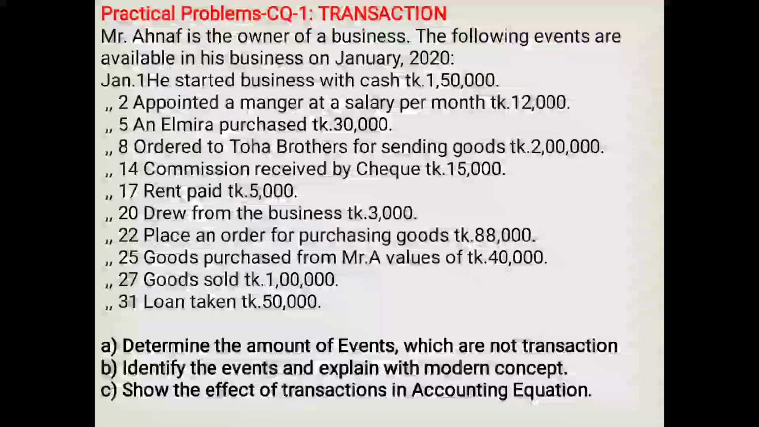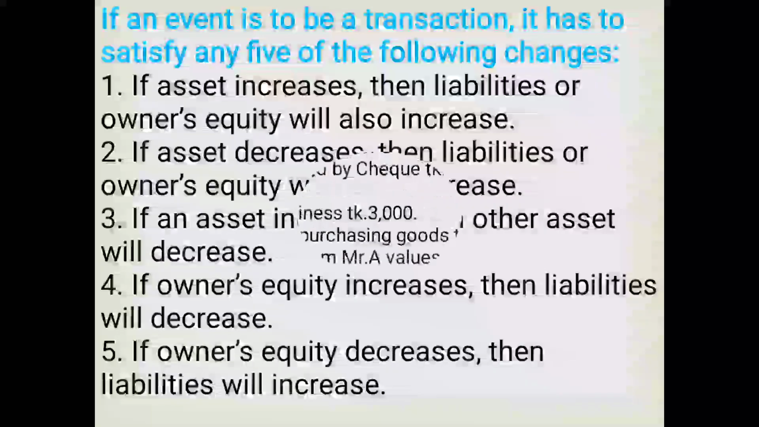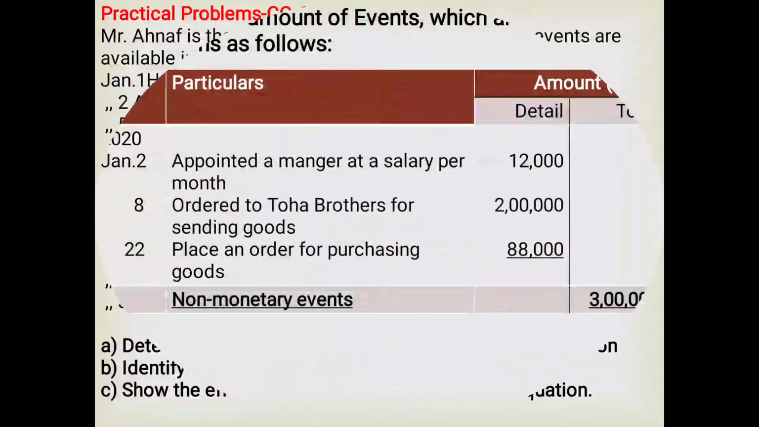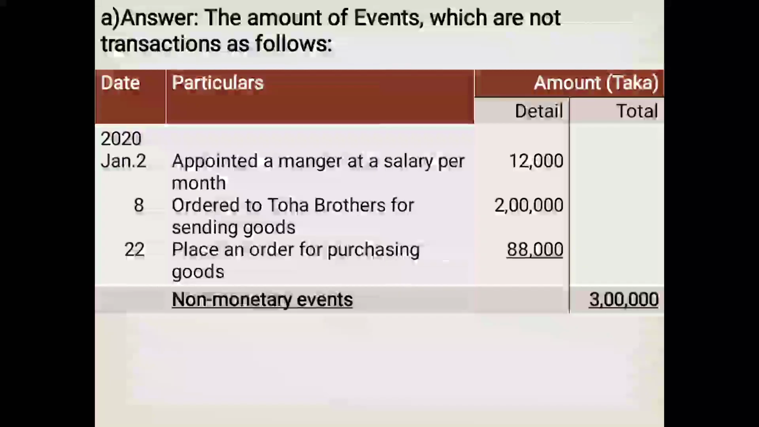So now you can see in the slide the answer to A, the amount of events which are not transactions, as follows. In this way you have to write it, and for requirement A, there are 3 columns in total: date, particulars, amount taka.